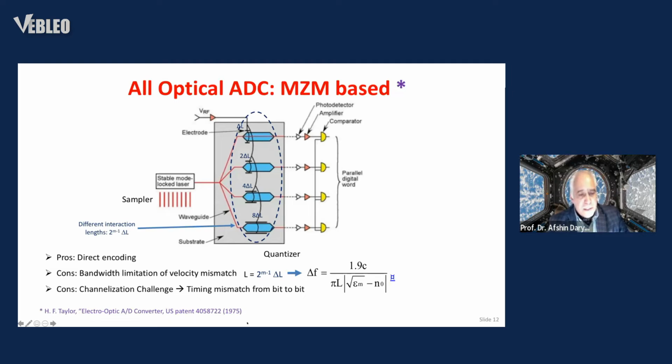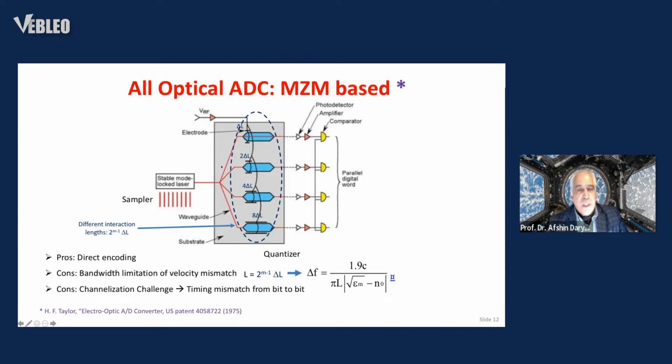Professor Henry Taylor in 1975 introduced a design of an all-optical ADC based on a mode-locked laser for the sampling to give a high frequency stability, and then using a Mach-Zehnder interferometer to achieve the quantization process that you would have in this respect.